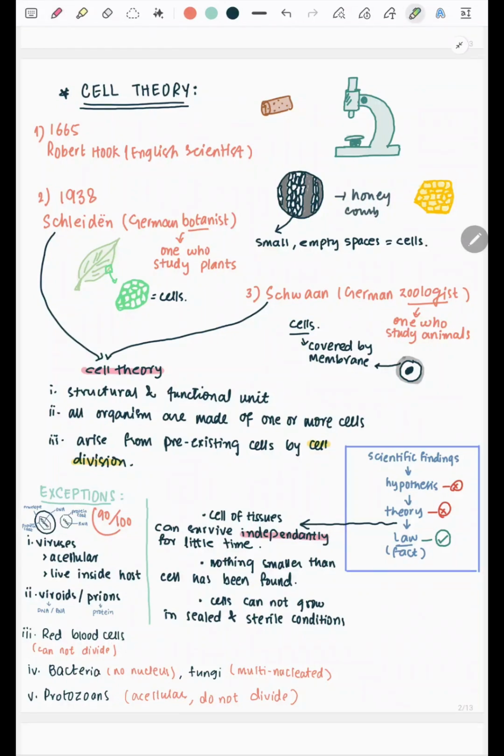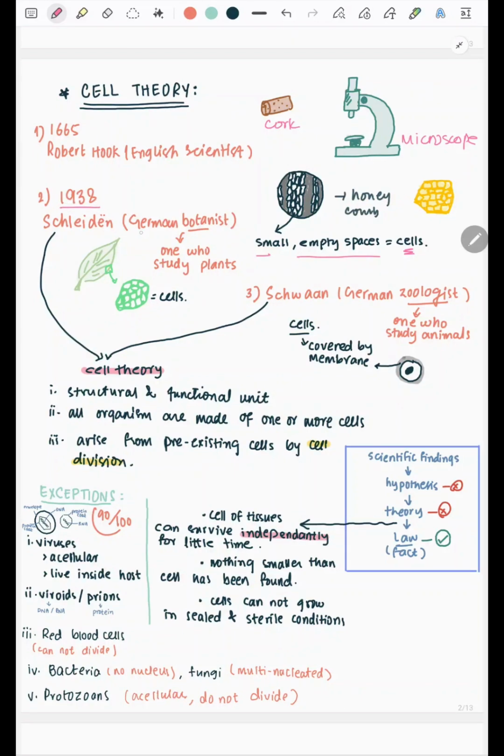Now, different scientists observed cells at different stages for the first time, and they all combined their findings to form the cell theory. In 1665, Robert Hooke, an English scientist, observed a piece of cork under the microscope. He observed small empty spaces and he called them cells. These empty spaces resemble the honeycomb.